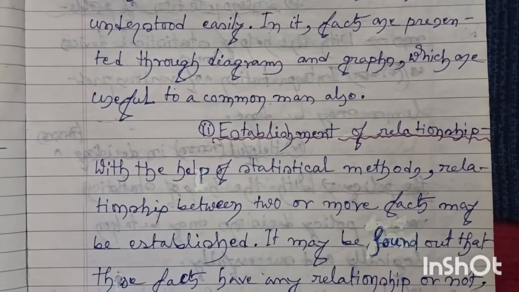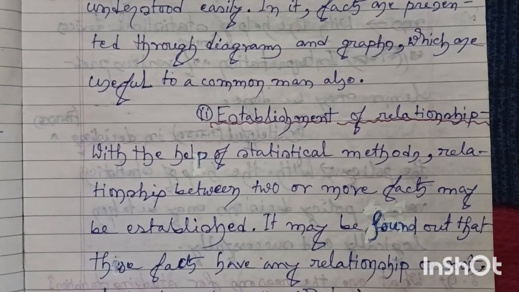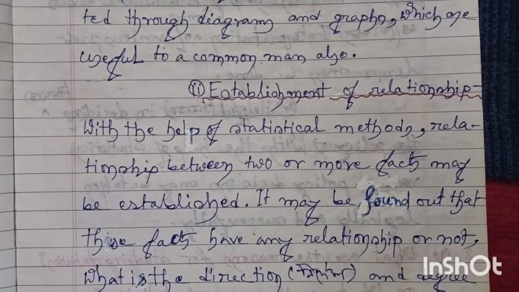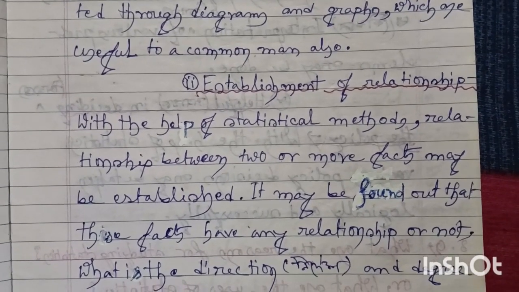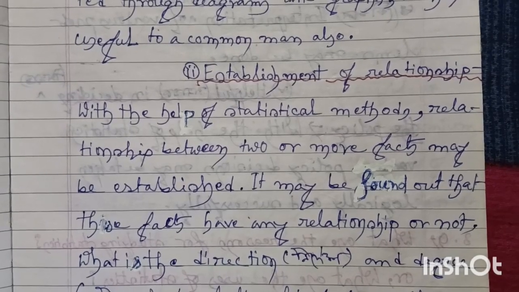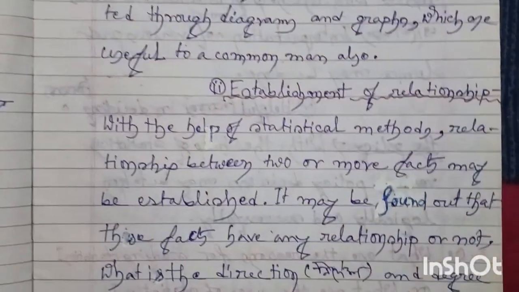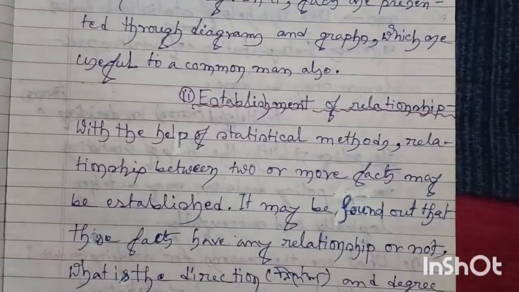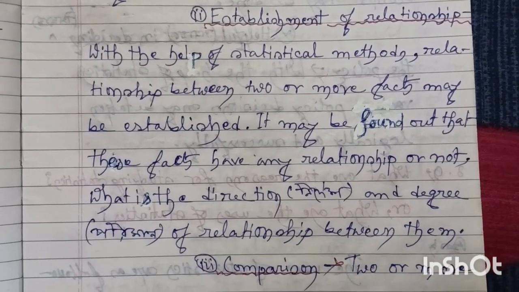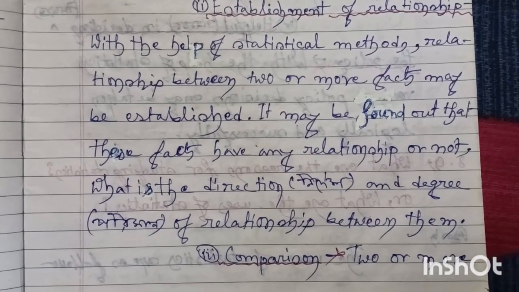Number 2, establishment of relationship. With the help of statistical methods, relationship between two or more facts may be established. It may be found out whether these facts have any relationship or not, and what is the direction and degree of relationship between them.